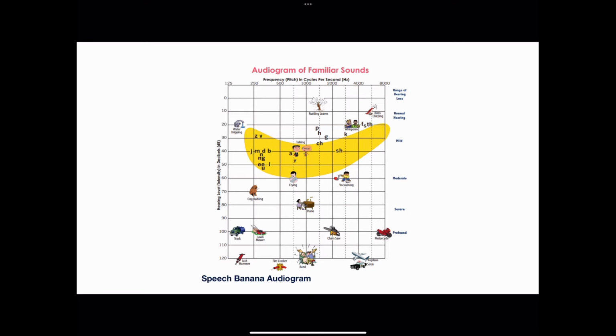This is an audiogram of familiar sounds. It is a tool that can be used to understand sounds we can hear based on hearing threshold. Louder sounds are toward the bottom of the graph, while softer sounds are towards the top. Low-pitched sounds are on the left, while higher-pitched sounds are on the right. Speech banana is a term used to describe the area where most sounds of average conversational speech occur on this graph. While many other sounds fall outside the speech banana, audiologists are most concerned with the frequencies within this speech banana, because hearing loss in those frequencies can affect a child's ability to learn language.